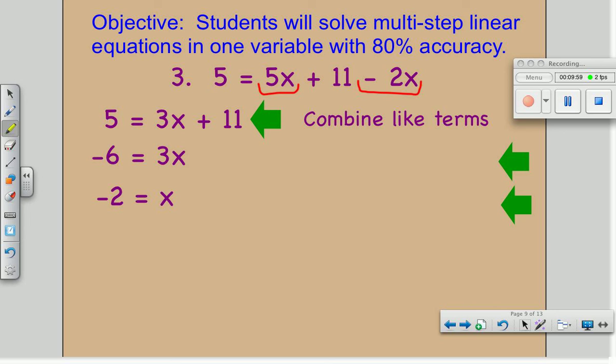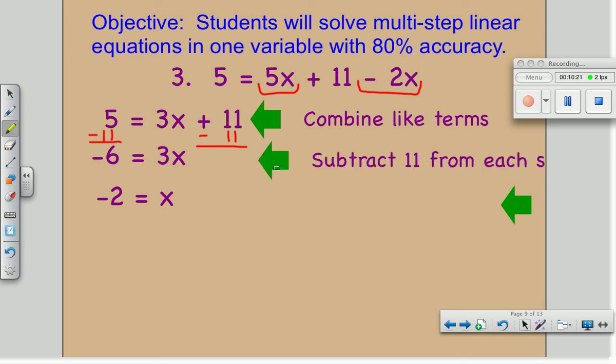And then negative 6 equals 3x. What did I do here? Looks like I did the opposite of addition, which is subtraction, and we have 11, so I subtracted 11. Well, if I did that here, then I had to do that here too. So 5 minus 11 is negative 6, and 11 minus 11 is 0, so I have 3x by itself. So I subtracted 11 from each side.